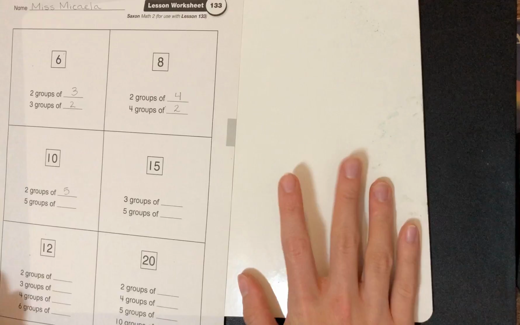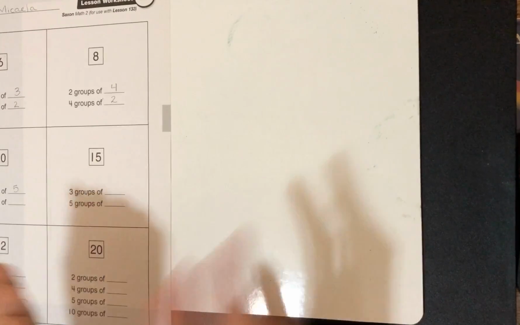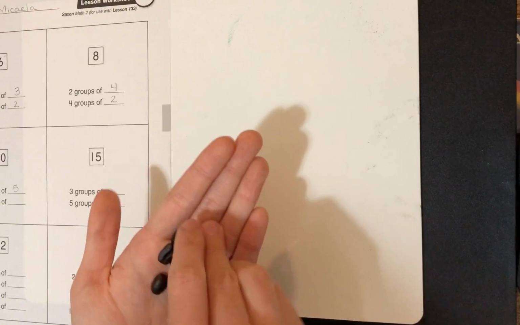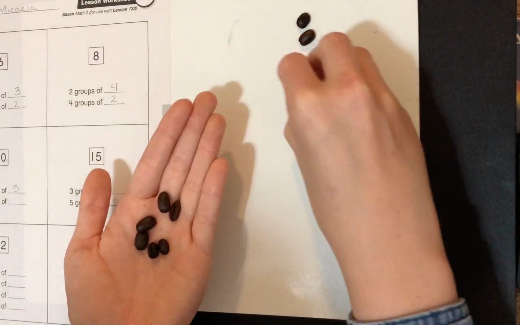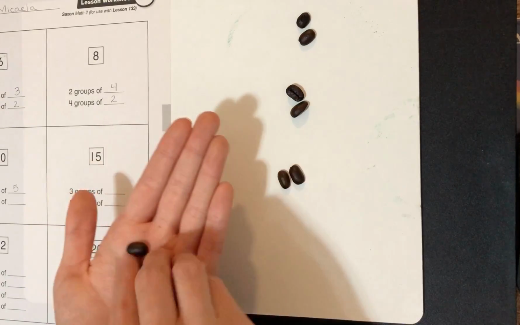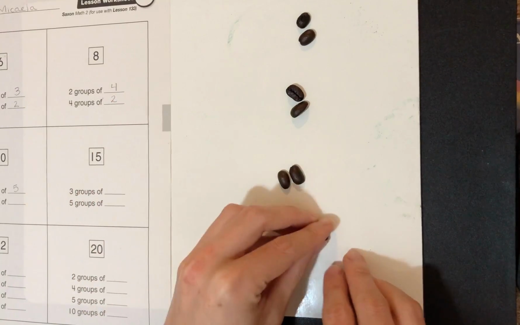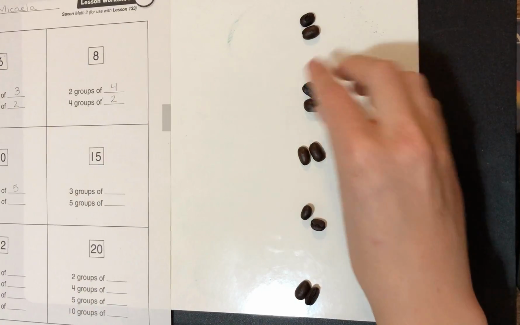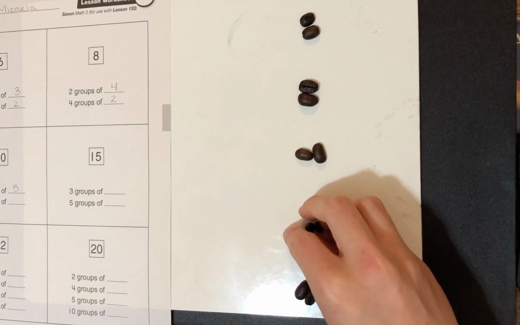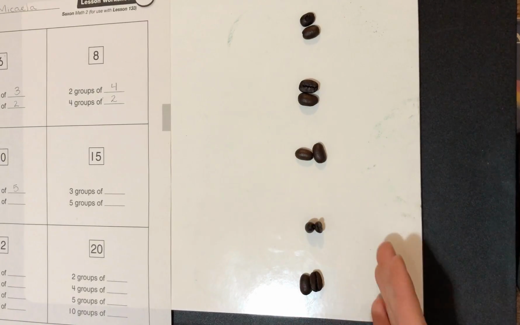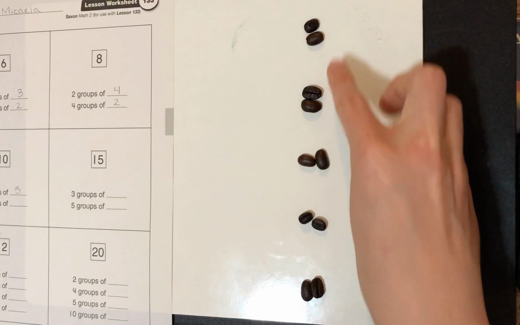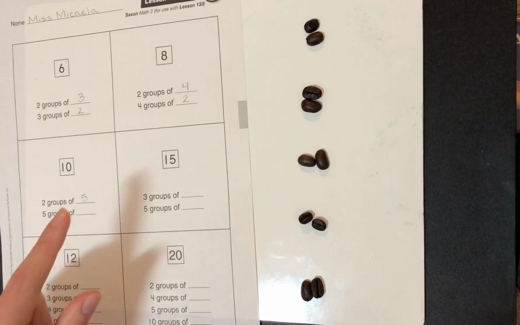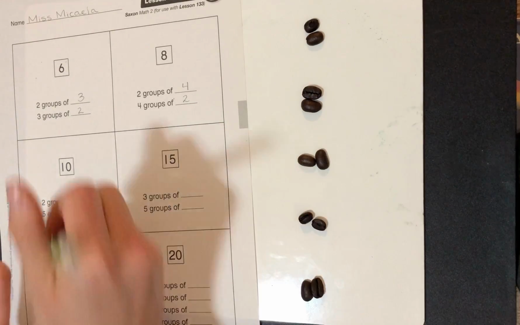Okay. So now it says 5 groups. So we have to think, how am I going to split these 10 beans between 5 people and put them into 5 equal groups? So, okay. We have 1, 2, 3, 4, 5. So 5 groups, perfect. And when are they the same amount? We have 2, 2, 2, 2, 2. So that means that if we were to split this between 5 people, there would be 2 beans in each group.